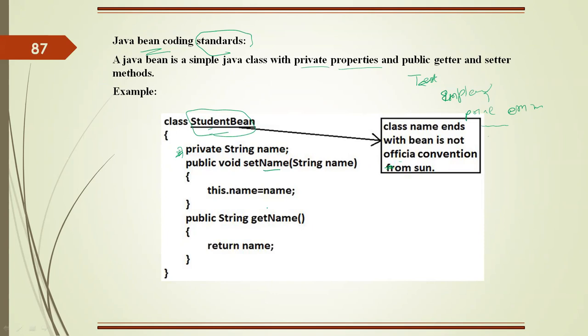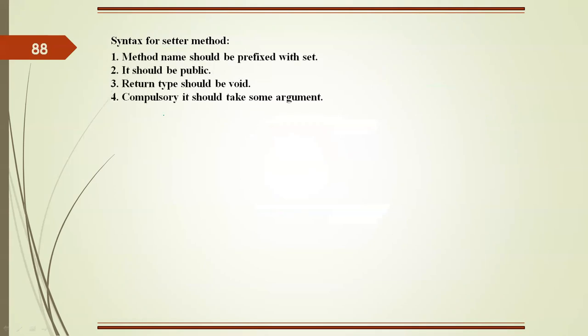Now the setter method and getter method. Syntax for the setter method: the method name should be prefixed with set. It should be a public access modifier, then the return type should be void. Compulsorily, it should take some argument.